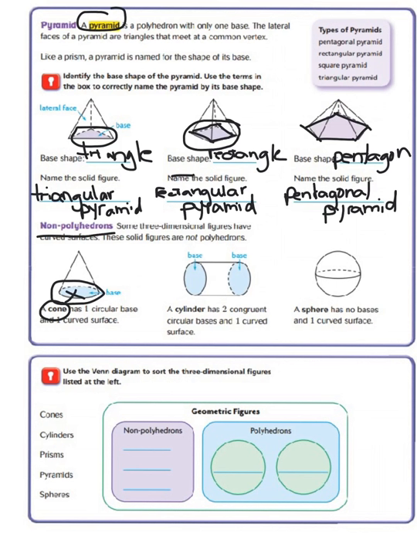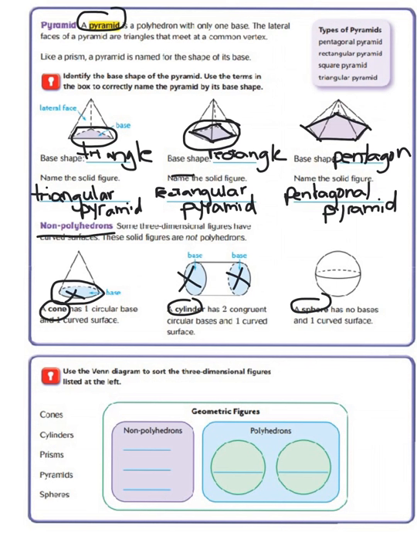Another one is a cylinder, and a cylinder has two congruent circular bases, one here, and one curved surface. The next one is a sphere. A sphere has no bases and one curved surface. It's an entire curved surface.